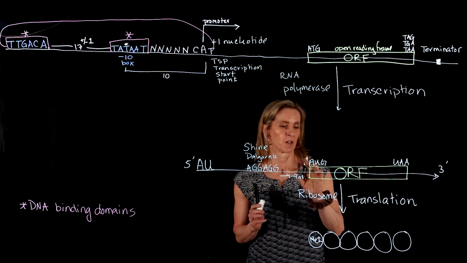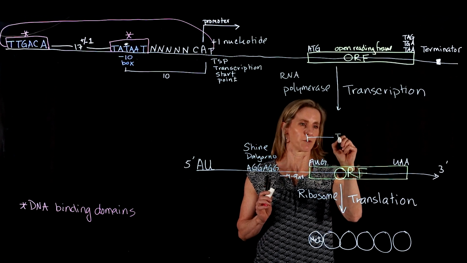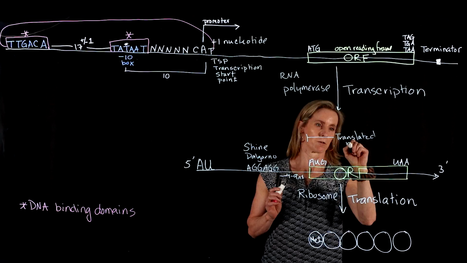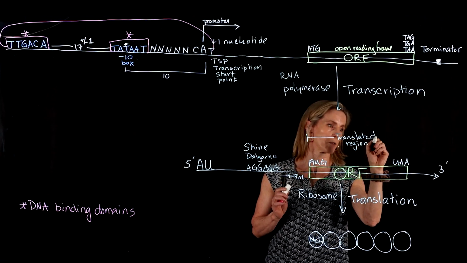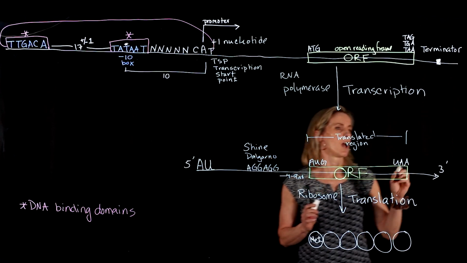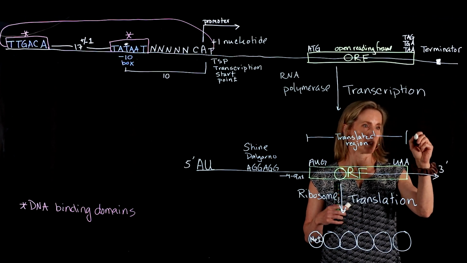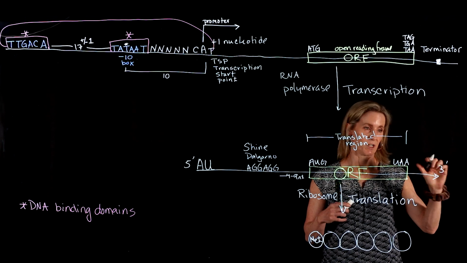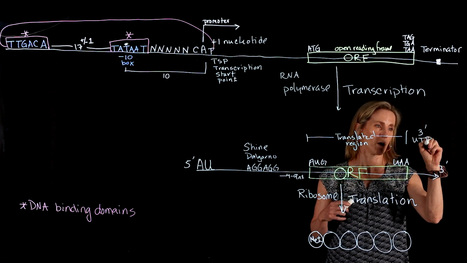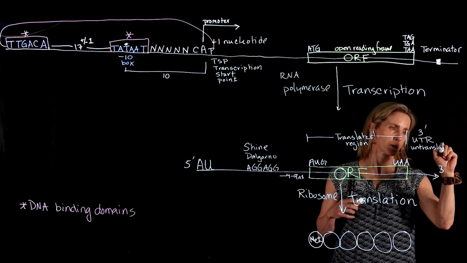There's a couple of other aspects of the mRNA that I wanted to point out to you. First is that there's sequence that is part of the translated region, and that corresponds to the open reading frame. And then there are untranslated regions. And so this is not translated and is referred to as the 3' UTR, or untranslated region.